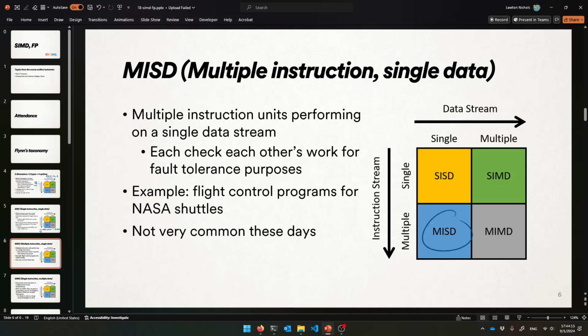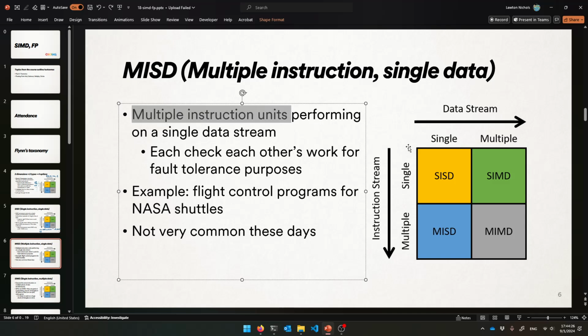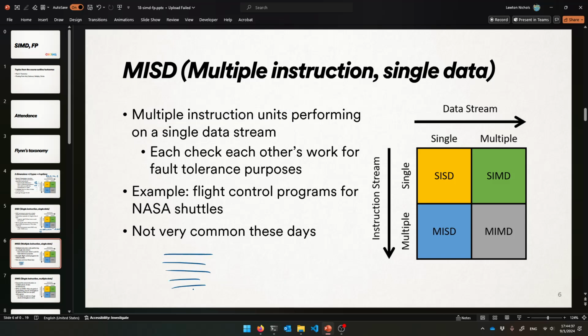If you're on this corner of the square, this taxonomy, then you have multiple instruction streams working on a single data stream. All right. And this is hard to wrap your mind around, I know, but a good reason you might want to do this, have multiple instruction streams acting on the same data, is maybe you have two versions of the same program. Like you make a blue version of the program, and you make a green version of the program. Maybe they're slightly different, like one was programmed by one group, one was programmed by a different group. So multiple instruction streams, two things at once, and then they're acting on the same data, like a sensor reading.